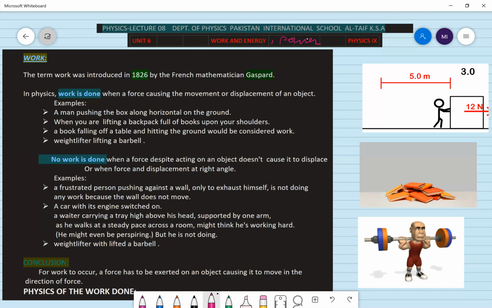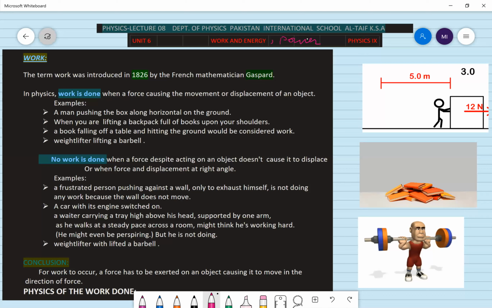Now, let us start from our first topic, work, a kind of physical quantity in physics. The term work was first introduced in 1826 by the French mathematician Gaspard Coriolis. He introduced the idea of work. The concept of work in physics is different from the day-to-day life concept of work.